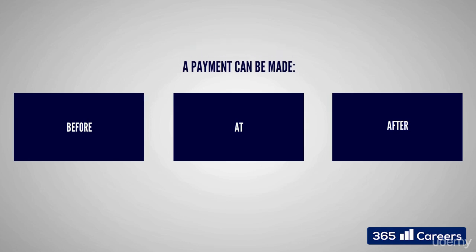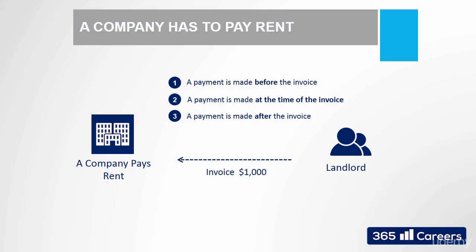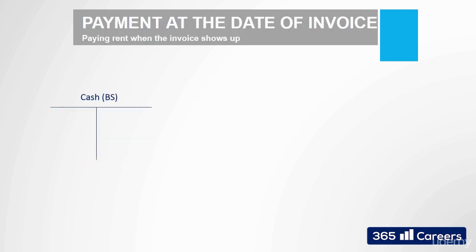Let's consider the following example. The firm that sells office equipment pays $1,000 for rent. We'll need to draw 3 T accounts: cash, rent, and trade payables.